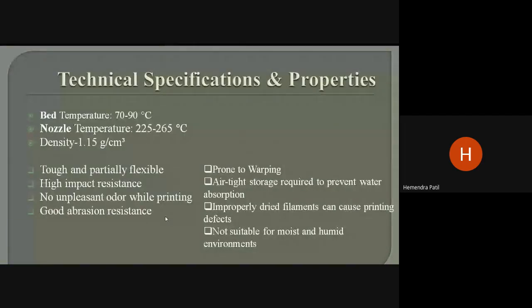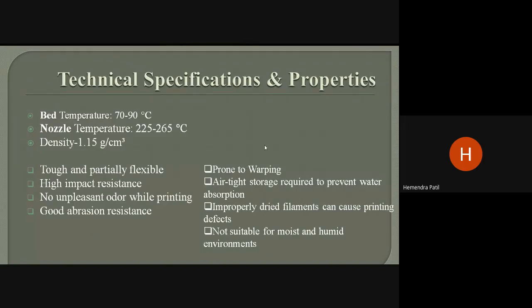These are the technical specifications for nylon. The bed temperature is 70 to 90 degrees Celsius, and the nozzle temperature is 225 to 265 degrees Celsius. Density is 1.15 grams, and nylon is very tough and partially flexible. It has very high impact resistance and no unpleasant odor while printing. It does not produce any odor like ABS, just a plastic odor, and it has good abrasion resistance.